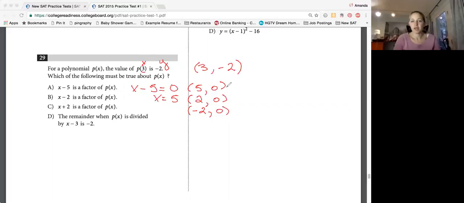Well, I can't for sure say that any of those things are true, because the only thing that I definitely know is that this point is part of this function, right? So by default, that would leave us with D. And again, if you're remembering your Algebra 2, then you would remember that remainder theorem: what the remainder is when you divide by a binomial is the same as what that equals when you plug in the x value. So, that's something that you might remember on the SAT.